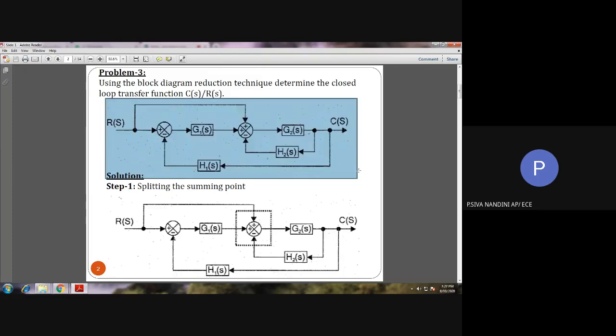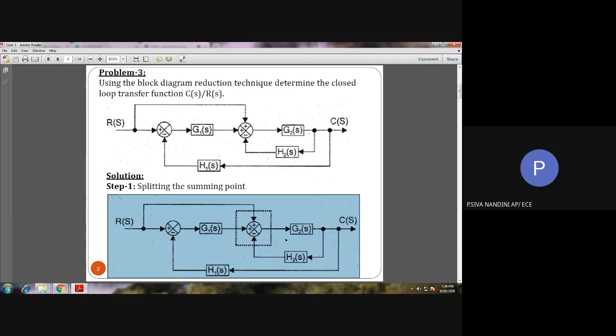Here in the question, a block diagram of a closed loop system is given and we have to determine the transfer function C(s)/R(s). If you see the block diagram, we have the blocks G1(s) and G2(s) in the forward path, and in the feedback path we have H1(s) and H2(s), with two summing points given. So we shall see how we can reduce this block diagram to determine the transfer function.